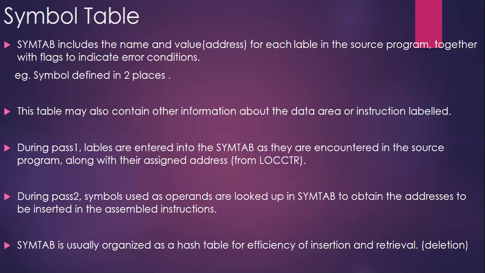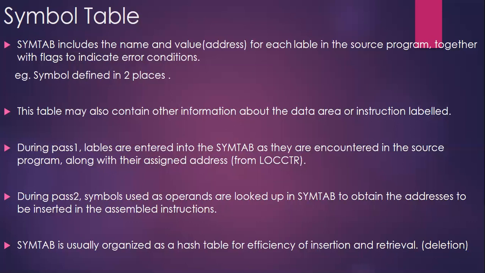During pass one, labels are entered into the symbol table as they are encountered in the source program. You'll be scanning the program during the first pass, first line to last line. Whenever you are finding such labels, you'll be uploading them to the symbol table, along with their assigned addresses. From where? From the location counter exactly. So the symbol table will be updated based on pass one. During pass one, we are just grabbing the information, remember.